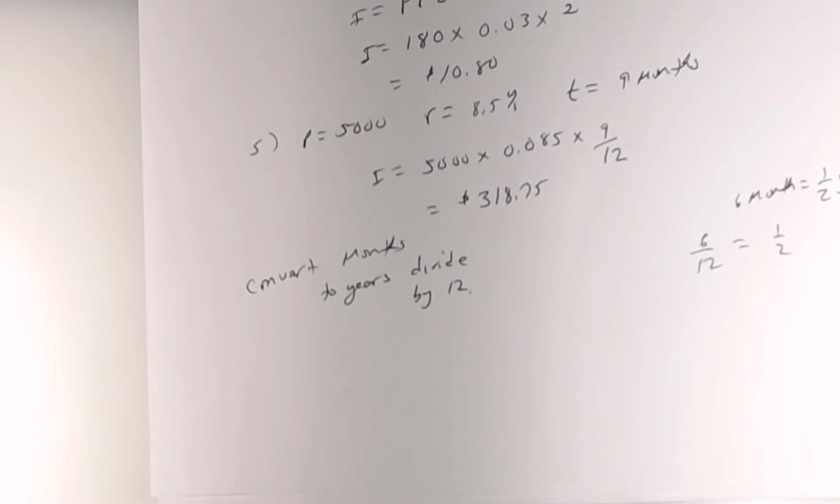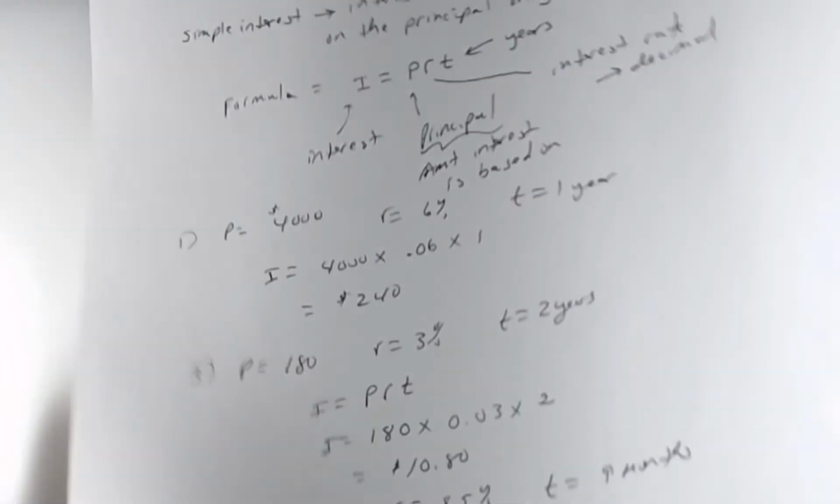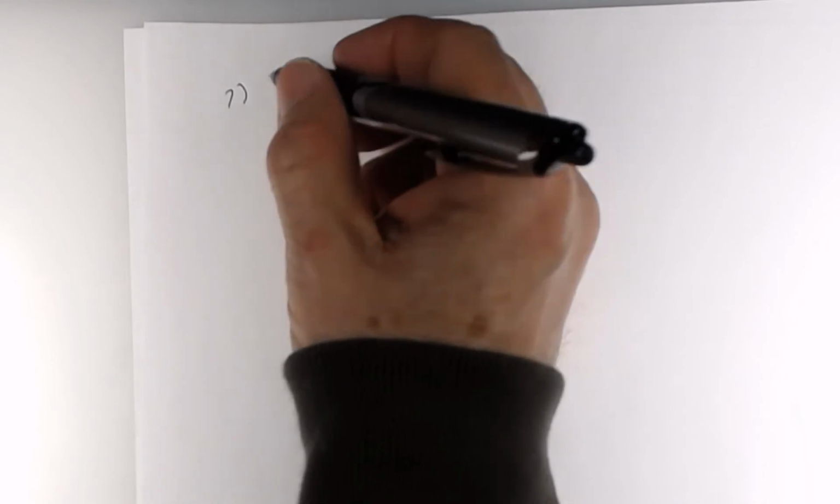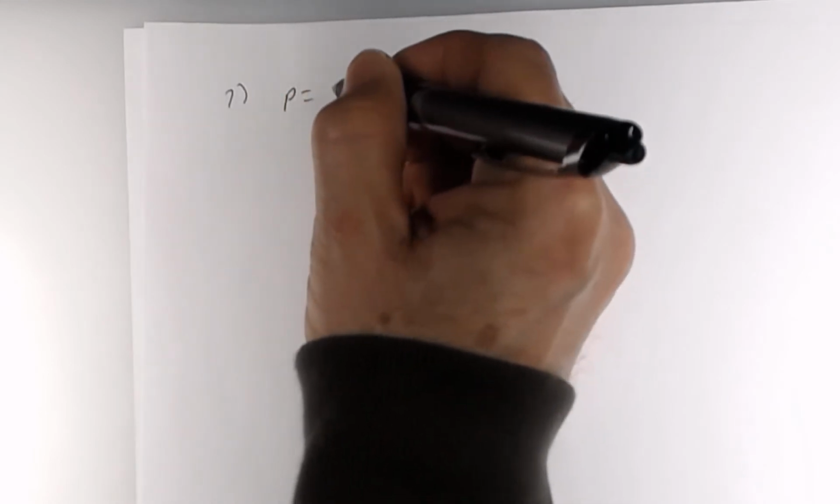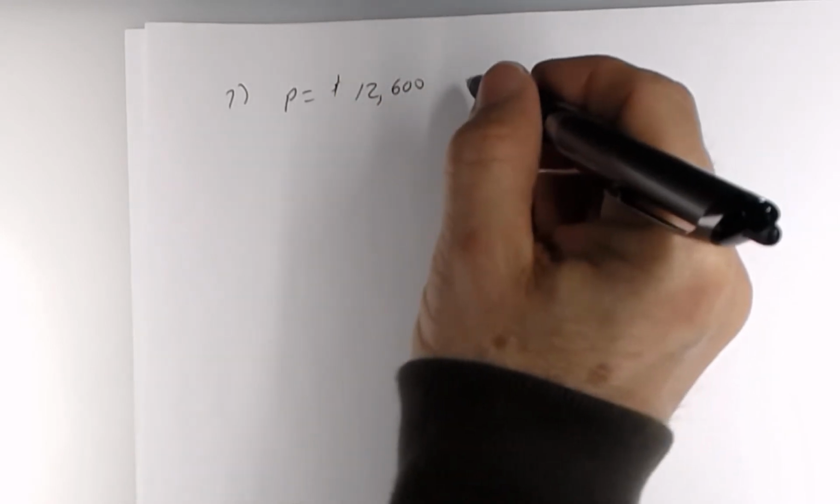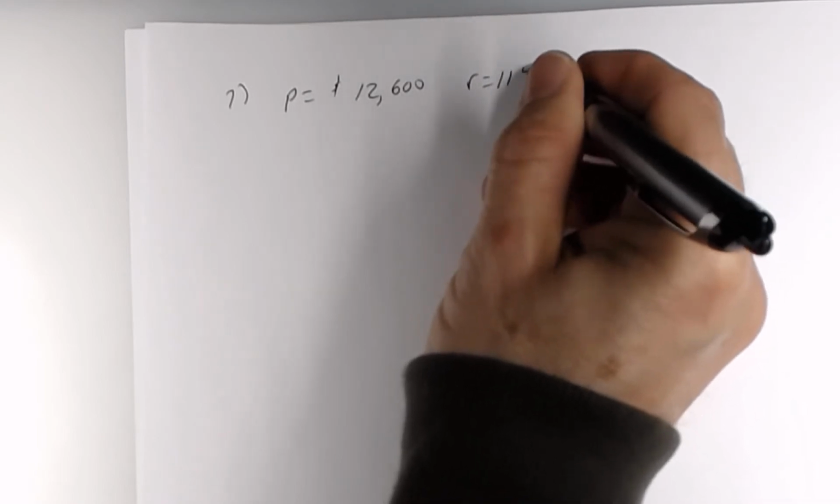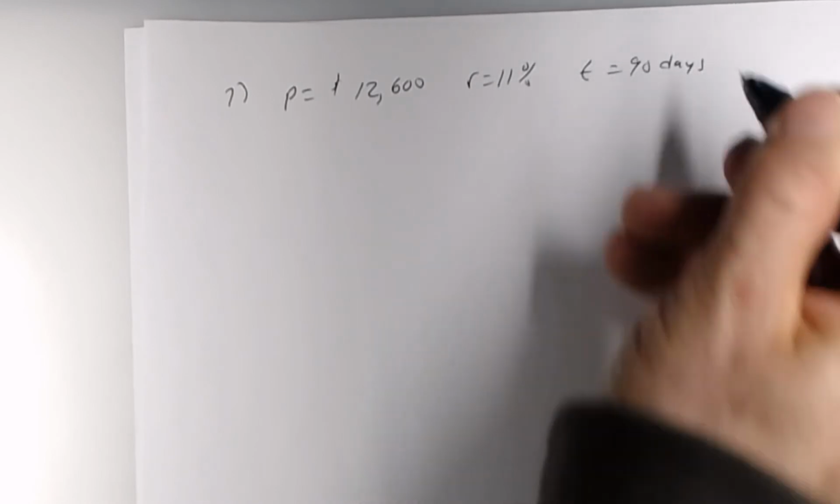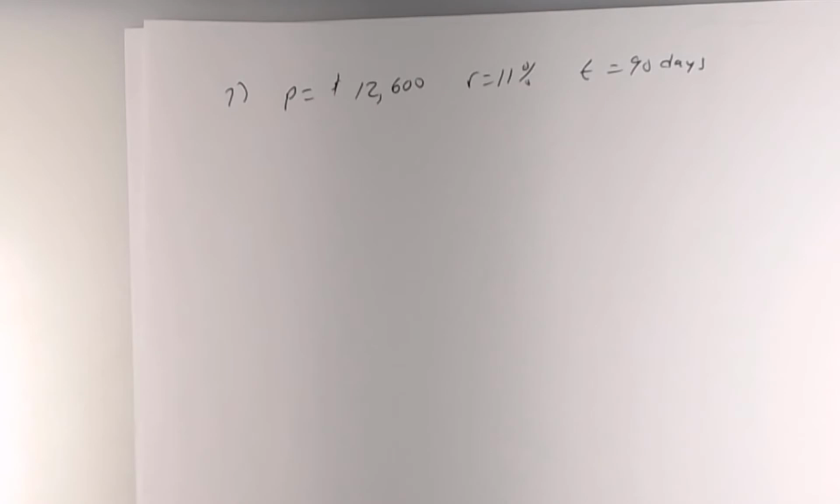Okay, let's look at 7. Is the formula going to be included? Yeah, I'll give it to you. You just have to know how to use it. Okay, so 7, you're told that the principal is $12,600. The rate is 11%, and the time is 90 days. And you want to find out at the end of 90 days, how much interest do you owe?